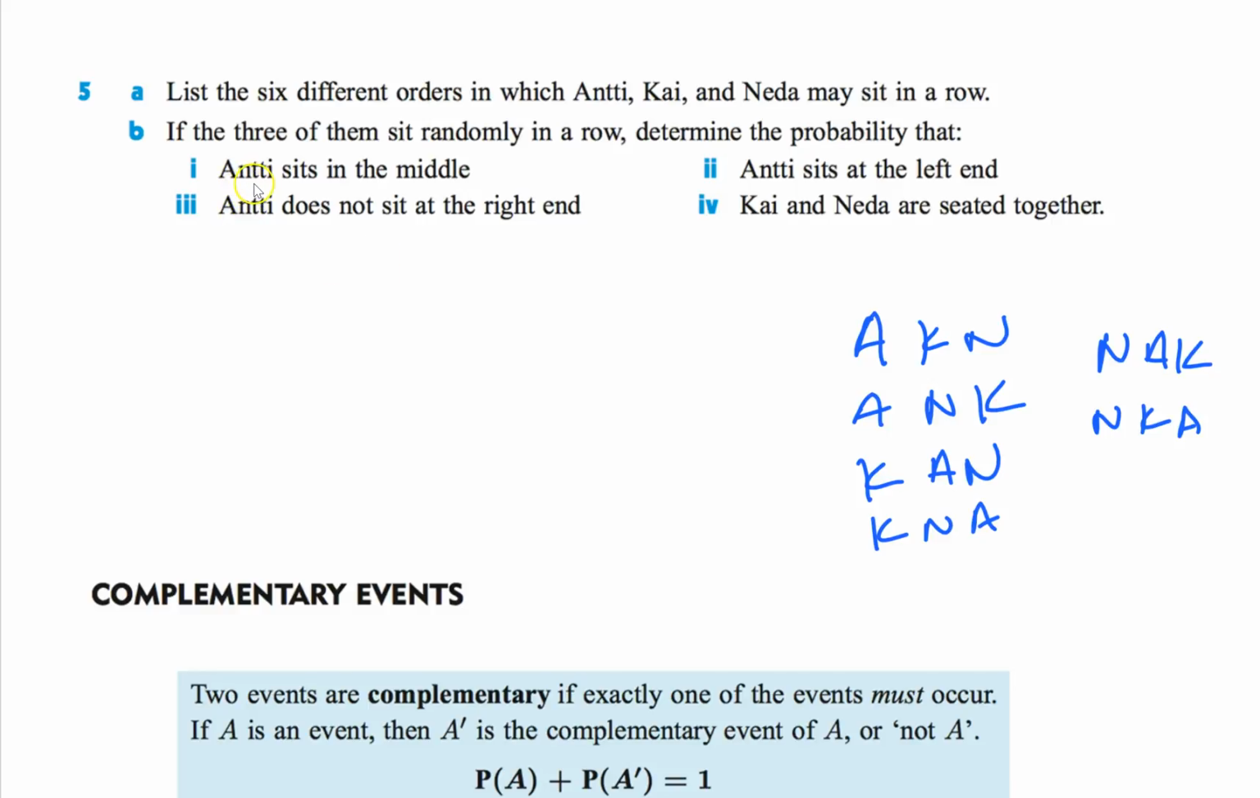How many don't have Anita in the middle? Well, 1, 2, so 2 out of 6. Anita sits at the left end, so 2 out of 6. Anita does not sit at the right end, so not this one, not this one, so there's 4. Kai and Nita are sitting together, so I'm looking for K and N together, so KN, KN, KN, NK, so we have 4 of them, 4 out of 6.